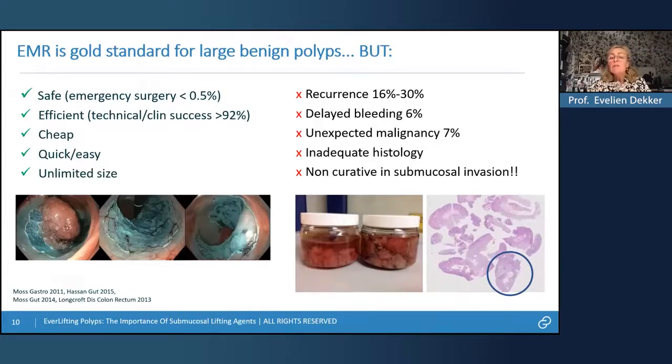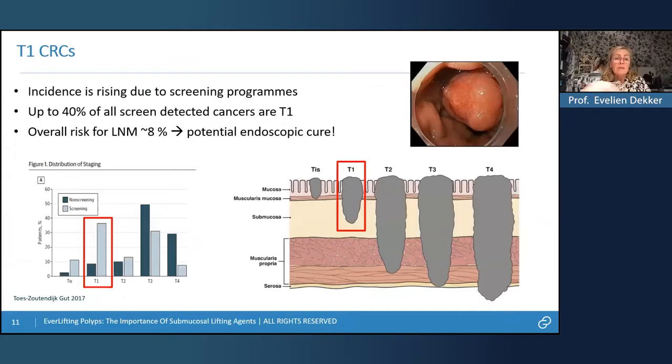And that means that when there is submucosal invasion, generally, you will not be able to judge whether the patient has been cured from the early cancer. And T1 cancers are an issue at the moment. Incidence is rising due to the screening programs, and up to 40% of all screen-detected cancers currently, for example, in our country, in the Netherlands, are T1 cancers. That means a real potential for endoscopic cure, because the risk of lymph node metastasis of those T1 cancers overall is just 8%. And those will need extra therapy, but the others will not.